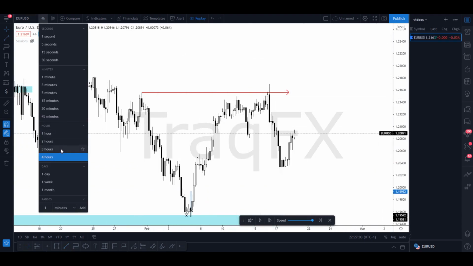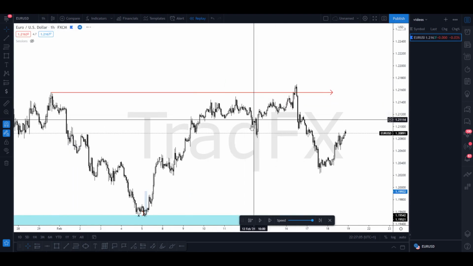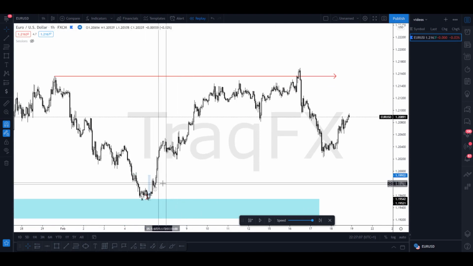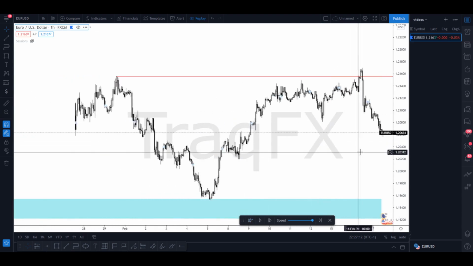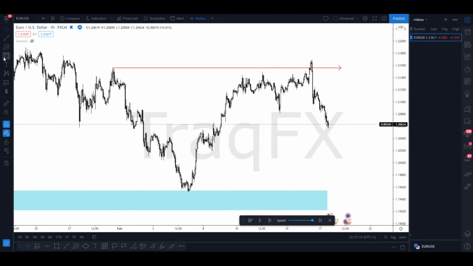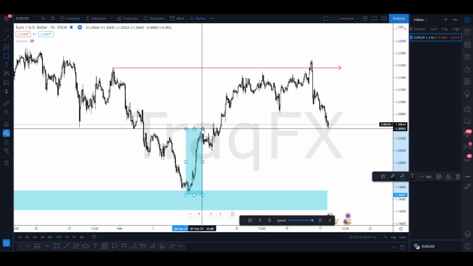Now on the 1 hour, I think the candle did close above. Clean, the candle did close above. Now from here, I've got to stop pressing replay really quick. From here, let's identify our expansion and then our retracement. One, we have our expansion.